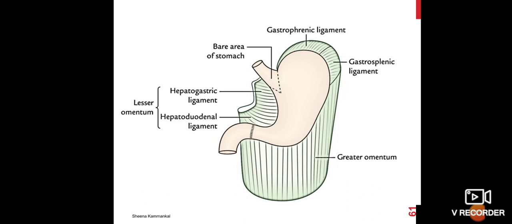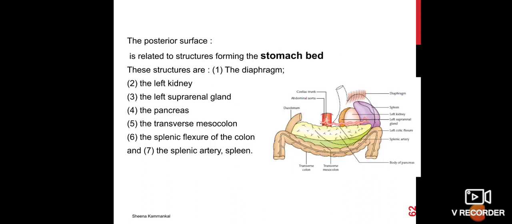Apart from having these two omentum, it also consists of some ligaments. They are nothing but the peritoneal ligaments. One is connecting the stomach with the diaphragm, that is called the gastrophrenic ligament. You can see the labeling there. Then the other is connecting the stomach with the spleen, which is called the gastrosplenic ligament. So the gastrosplenic ligament and gastrophrenic ligament. Another ligament connecting the stomach with the liver is called the hepatogastric ligament. That is a part of the lesser omentum itself.